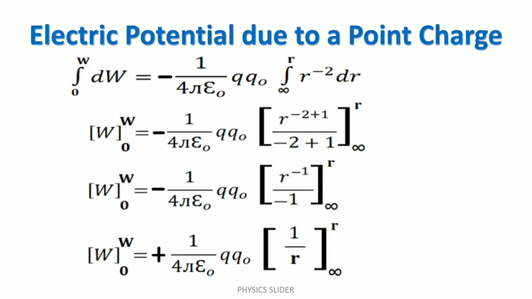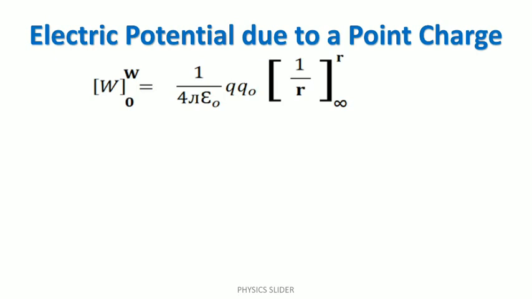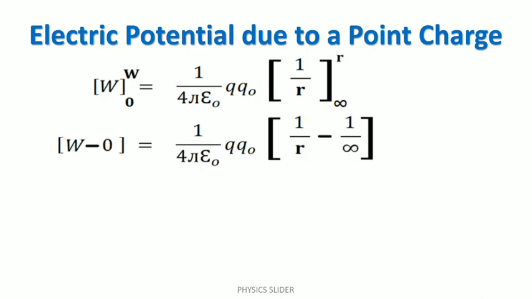Now we will place the limits. Watch here, in the place of W we will place the upper limit minus lower limit. In here, in the place of R we will place the upper limit minus lower limit. So watch here, upper limit W minus lower limit 0 is equal to 1 upon 4 pi epsilon naught Q Q naught. In the place of 1 upon R, the value of R we will take as R in case of upper limit, so this will be 1 upon R minus, in place of R we will put the value infinity, so this becomes 1 upon infinity.